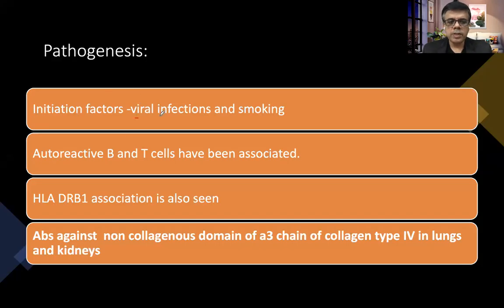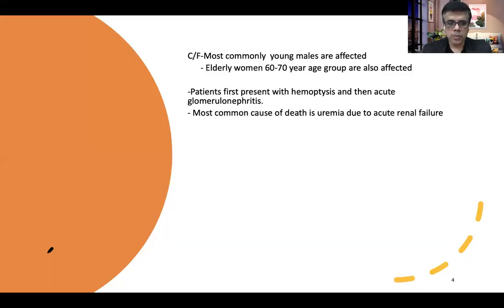So viral infection and smoking are known to be the initiating factors behind the autoimmune process. The role of autoreactive B cells and T cells have been defined. HLA DRB1 association is also being seen, and antibodies against the non-collagenous domain of alpha 3 chain of collagen type 4 in the lung and kidney is seen in Goodpasture syndrome. So remember, alpha 3 chain of collagen type 4 present in the basement membrane of lungs and kidney is the main pathognomonic event behind Goodpasture syndrome.